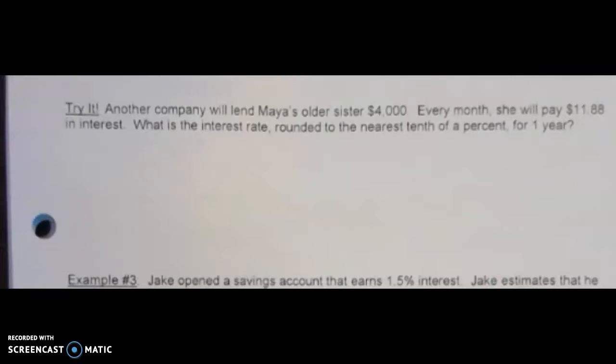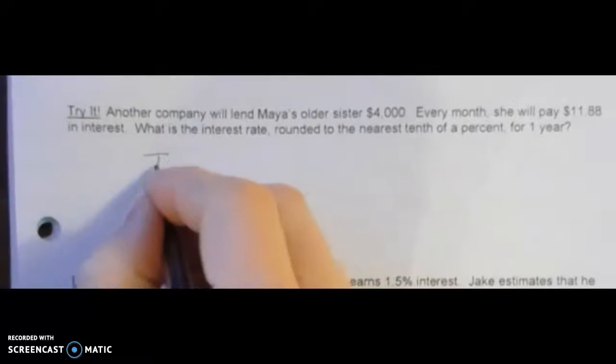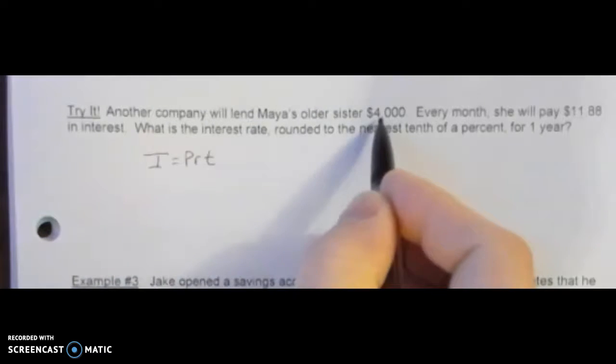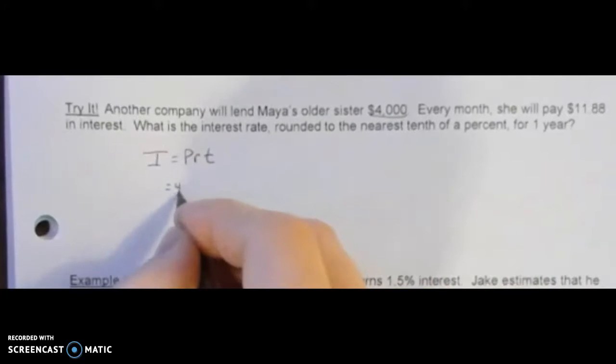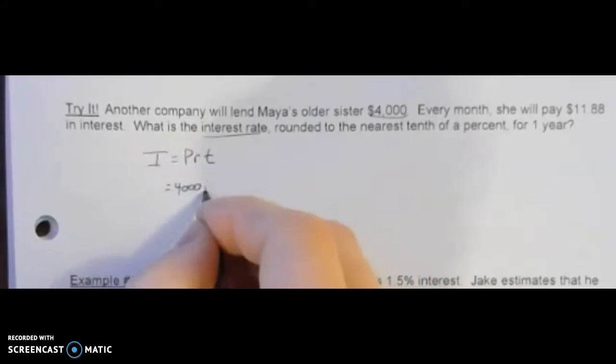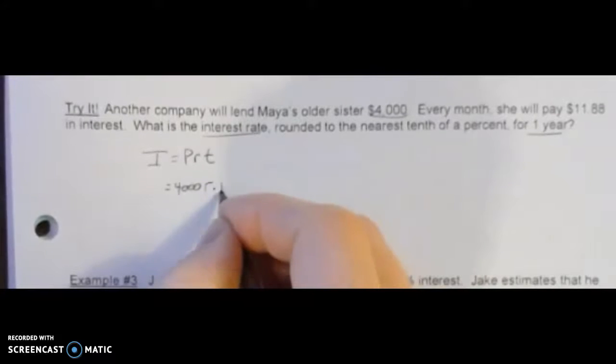The next example tells us that another company will lend Maya's older sister $4,000. Every month she will pay $11.88 in interest. What is the interest rate rounded to the nearest tenth of a percent for 1 year? So this is very similar to the example that we just did. So we're going to have I equals PRT. She's going to lend $4,000, so that's her principal amount. And what is the interest rate? We're looking for R. And then the time is a year again, so times 1.